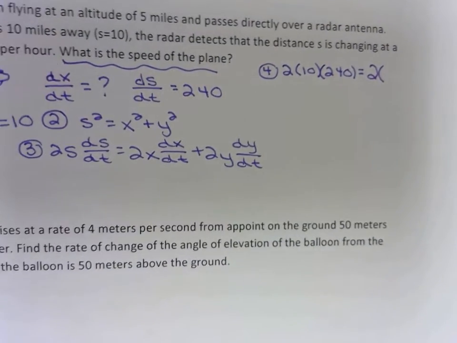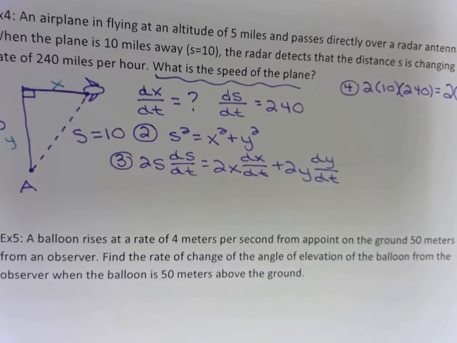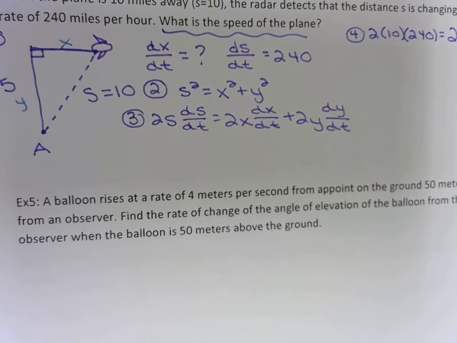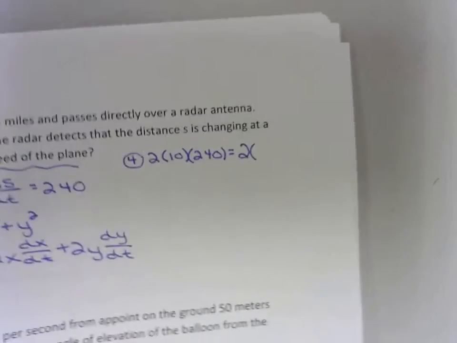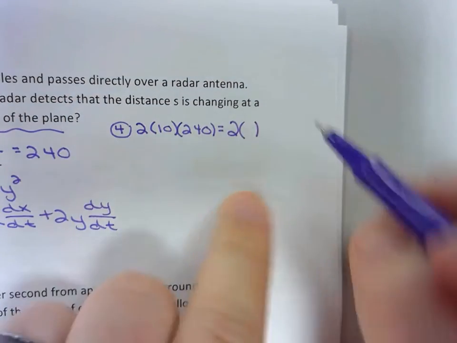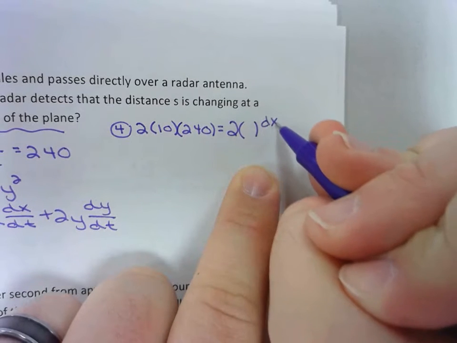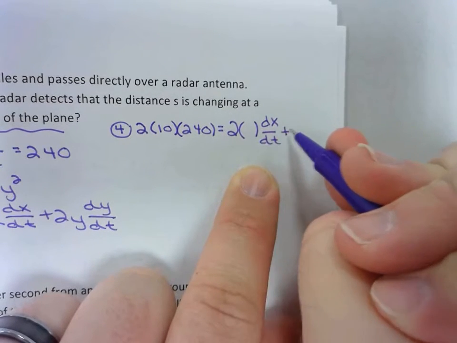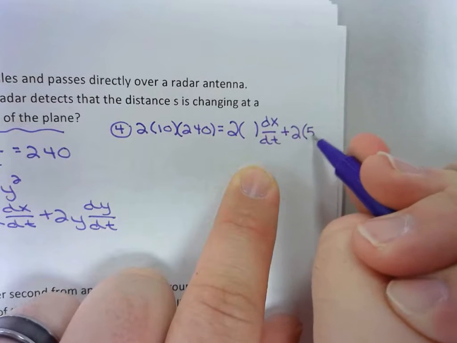Now if I look at this, do they give me any information about what x is? I have my right triangle. Let's continue plugging in and see. So I don't know what x is. I'm going to leave a space there. dx/dt is what I'm looking for, so that should be my only variable left. Plus 2 times y, which they tell me is 5.